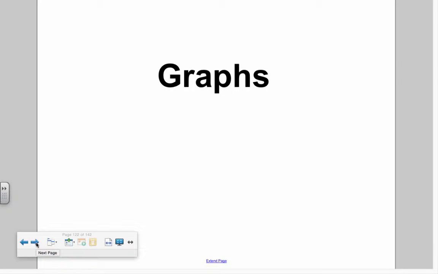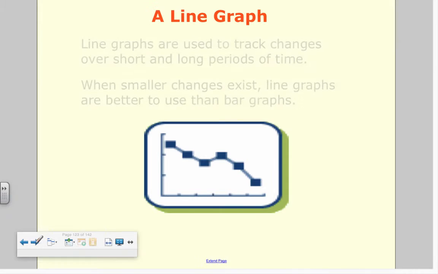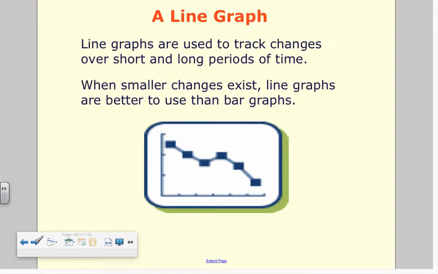Our last day, we're going to review graphs. A line graph. Line graphs are used to track changes over short and long periods of time. When smaller changes exist, line graphs are better to use than bar graphs. So remember, a line graph uses changes over time.